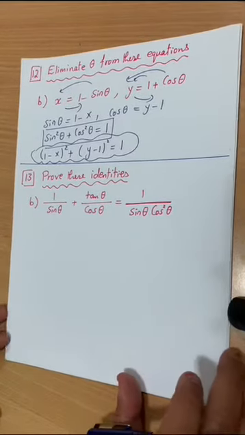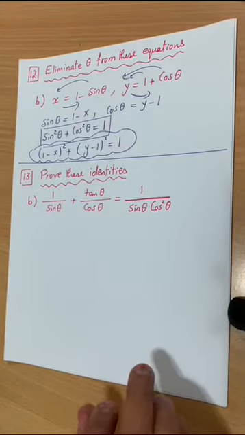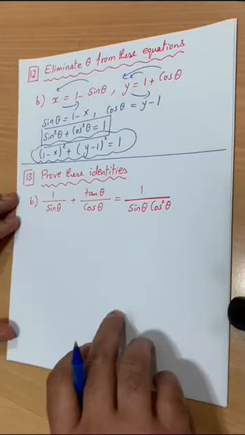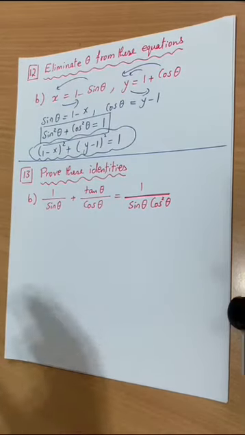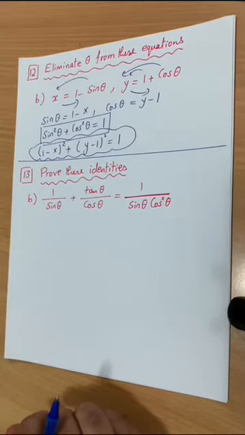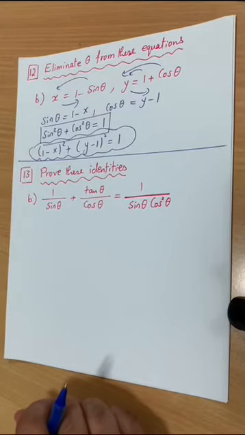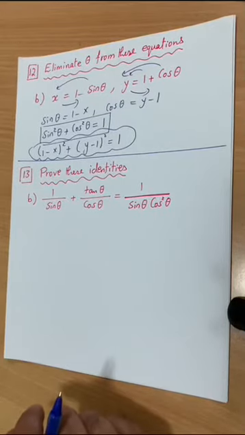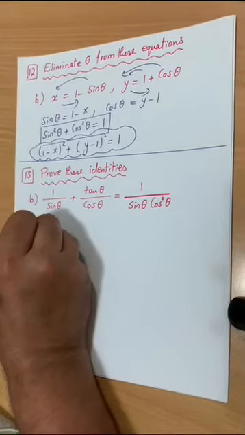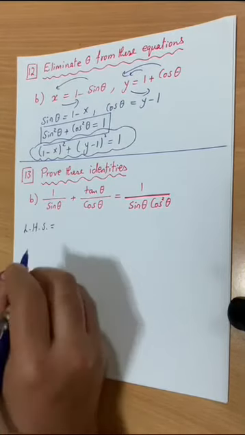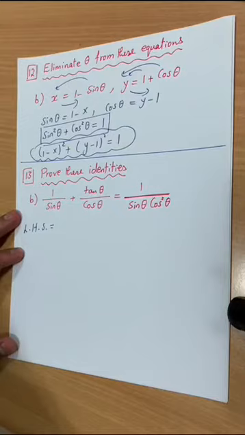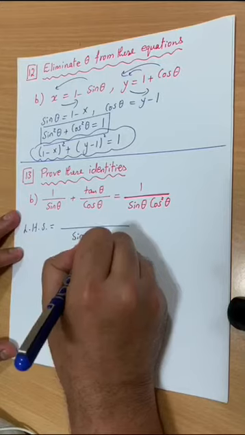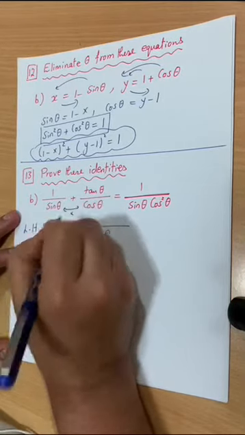Question 13, proving identities. This question is based on all the algebraic expressions and operations that we did before. We have two sides on this identity, left hand side and right hand side. An identity is like an equation, but both sides are supposed to be equal to each other. So let's start from the left hand side first. We're going to make a common denominator, sine theta cosine theta, by multiplying both denominators.